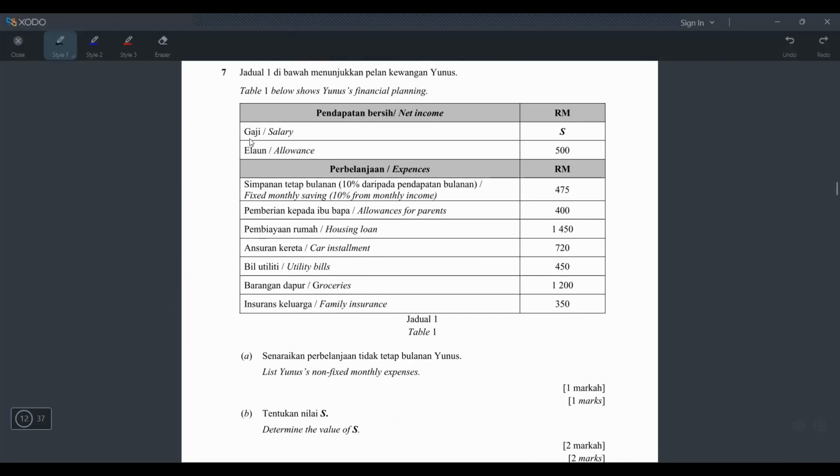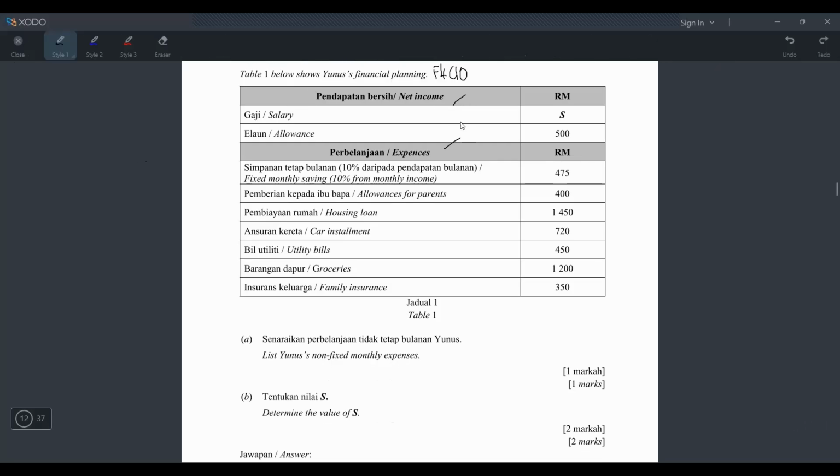Okay, moving on. Number 7. Table 1 below shows Yunus financial planning. Okay, Form 4, Chapter 10, Consumer Mathematics. So this one, we have income, we have expenses. So A says what? List Yunus non-fixed monthly expenses.